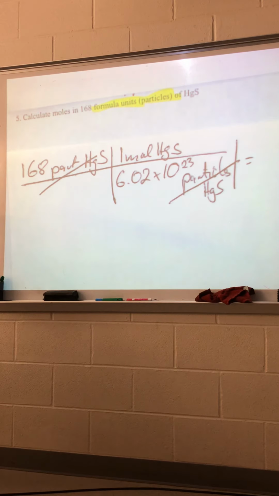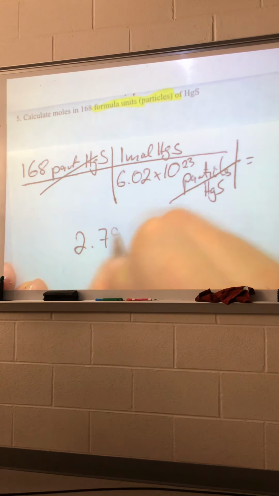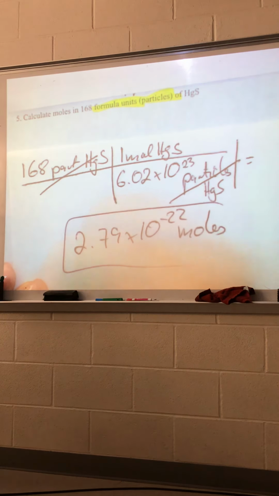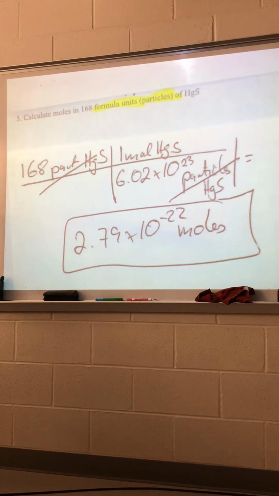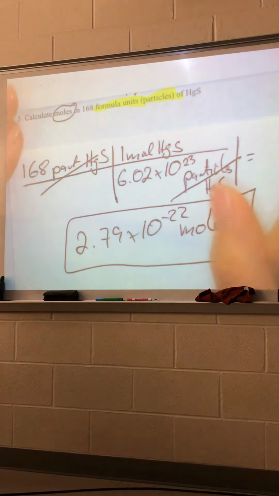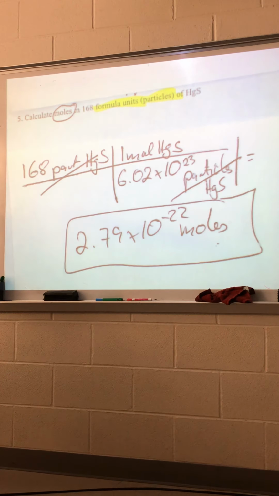2.79 times 10 to the power of what? And my final answer is in moles. Okay? Because I'm looking for moles here, I have moles here. So make sure your units are the same.